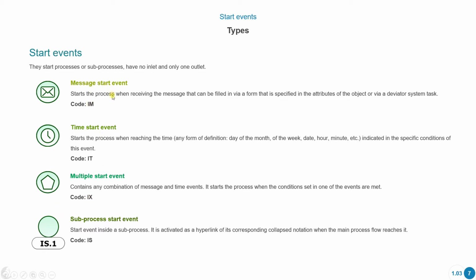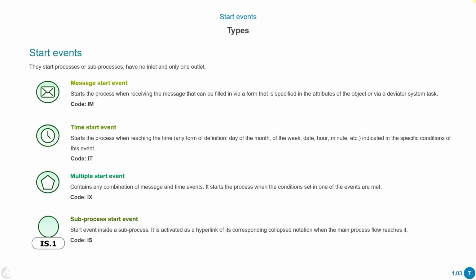The message start event is going to allow us to initiate a process when someone inputs data into the system. We're going to see more of this later. Time start events are going to allow us to initiate a process when a moment in time happens. And multiple start events are a combination of both of these two. So if we use a multiple start event, we can initiate a process by time or because someone inputs data into the system. And then there's sub-process start events that allow us to initiate a sub-process.